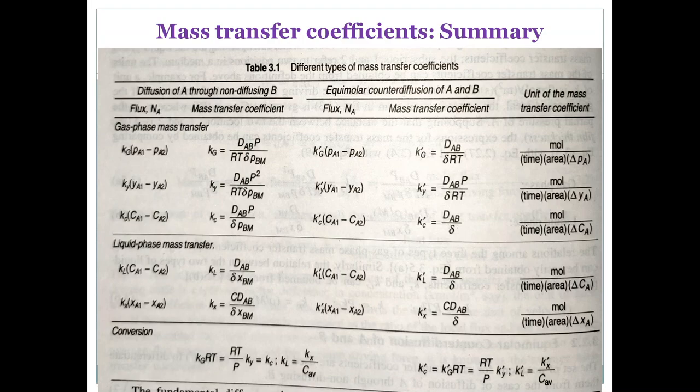Now, to know the mass transfer coefficient, you have to determine the delta, that is, the film thickness. Because in convective mass transfer, mass transfer occurs when the fluid is in motion. When the fluid is in motion, it forms a boundary layer with the wall, and because of this the mass transfer happens. Now, how will you determine this delta? That is one challenge.